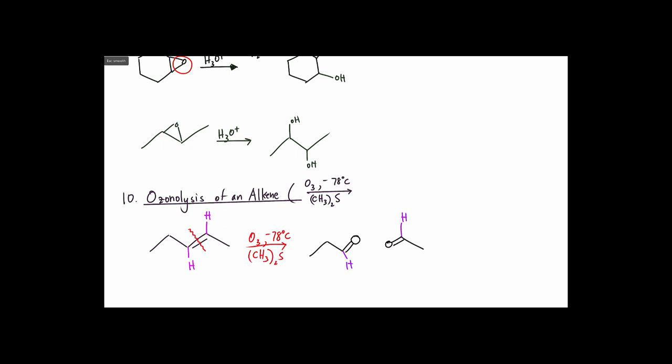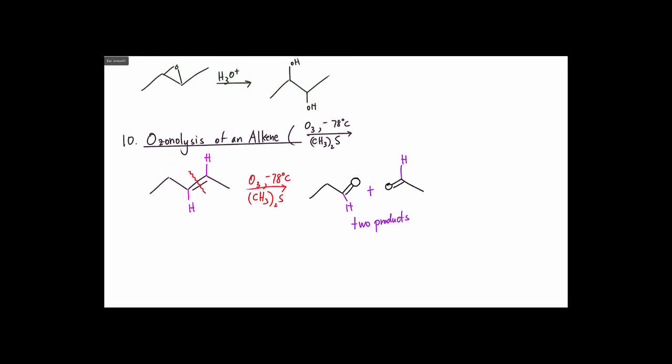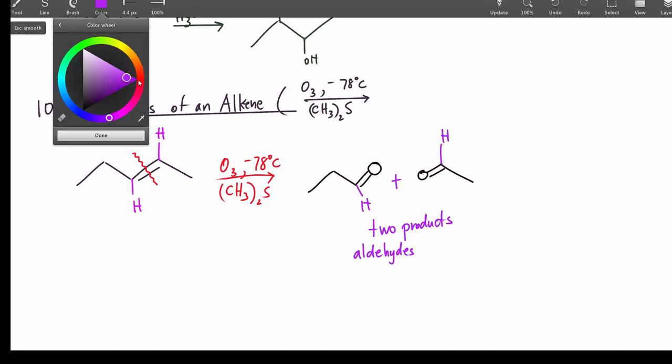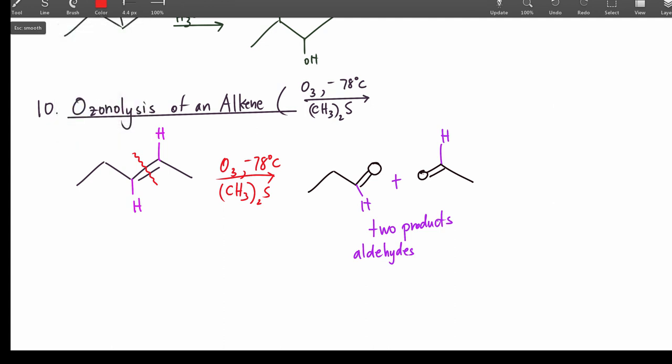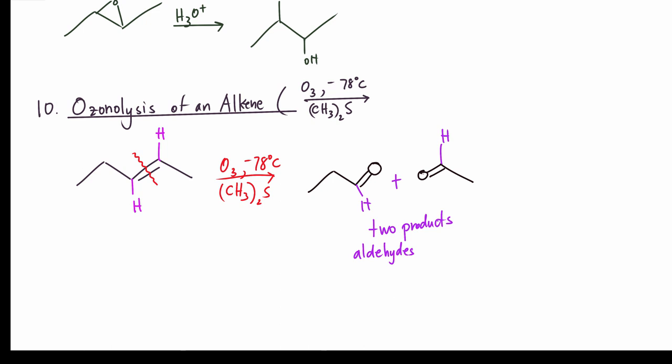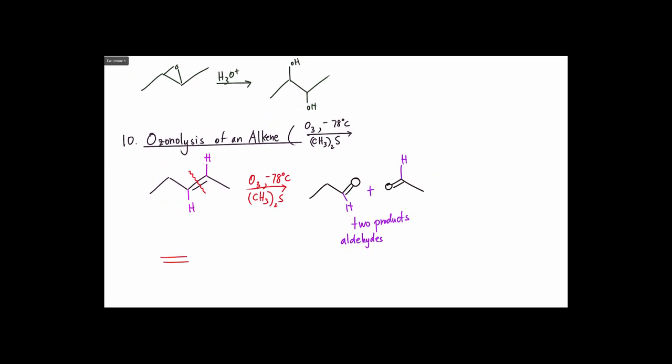So what type of functional group is this? We have these two products. So these are aldehydes. Now, there are cases where, depending on the substitution, if you have something that's tri-substituted, you're going to get a ketone and an aldehyde. If you have something that's tetra-substituted, your product's going to be two ketones. Let's look at an example like this.